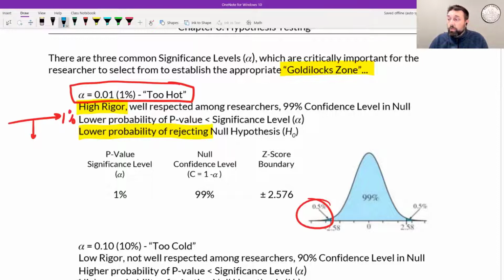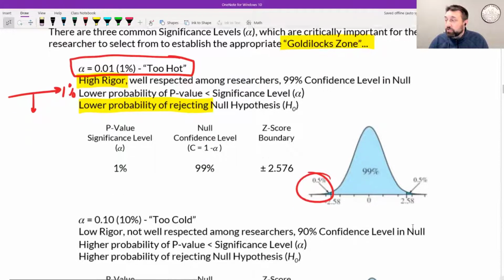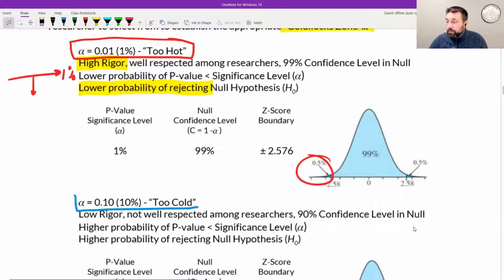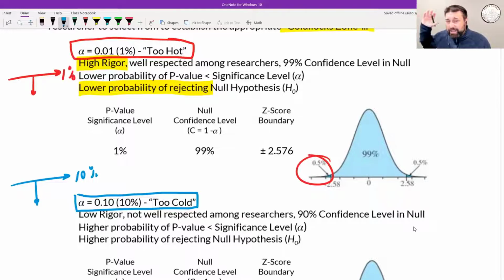So maybe instead what we do is we crank it up because this is kind of tough to do. So let's set it at 10%. And this is what I call too cold. Get it? Papa Bear, porridge is too hot. Mama Bear, the porridge is too cold. So if we set this at 10%, well, that's really easy. Like anybody could come in under 10%. Like who couldn't come in under, hey, what was your alpha? 10%? Oh, really? Like who couldn't come in under 10%? And so this is very low rigor. It's not well respected among researchers. It's almost too easy.